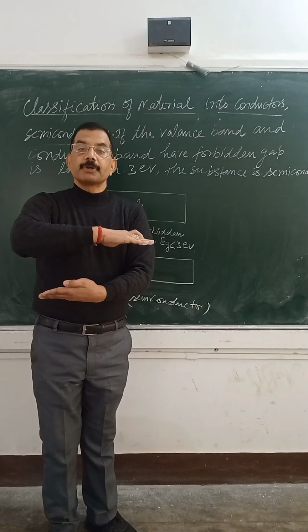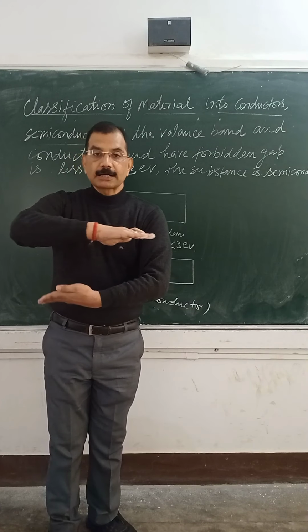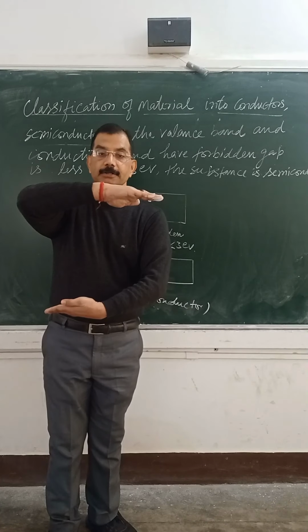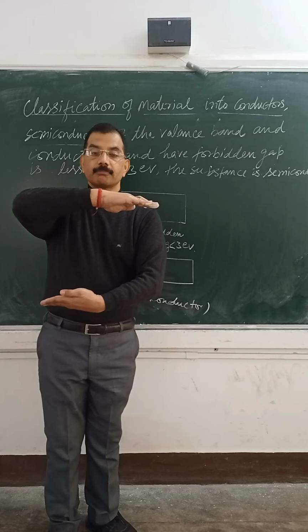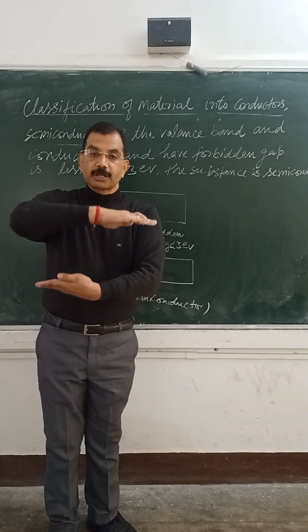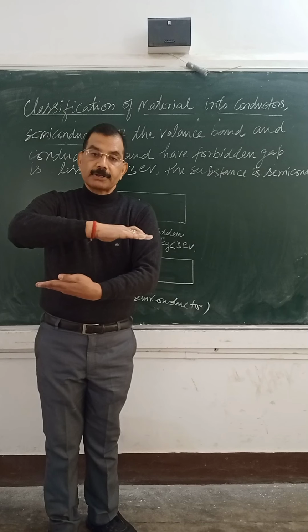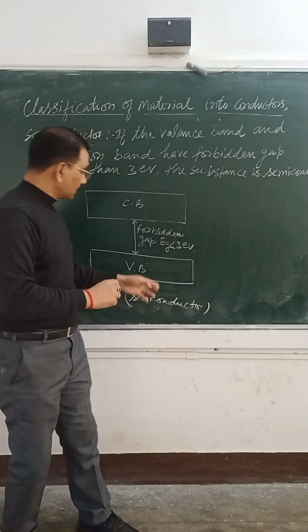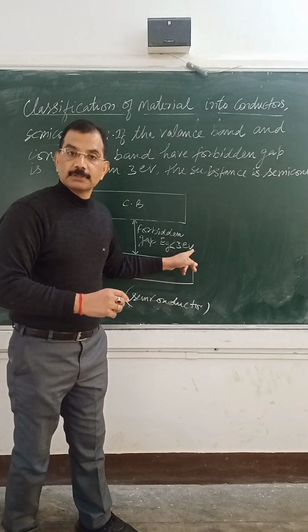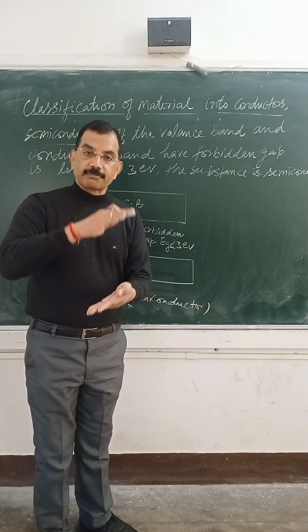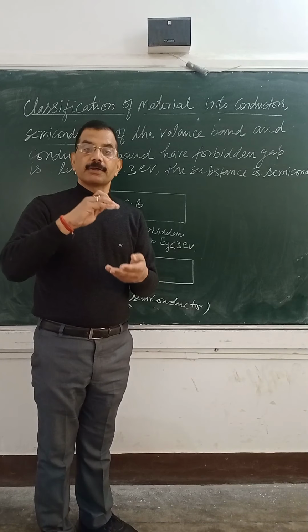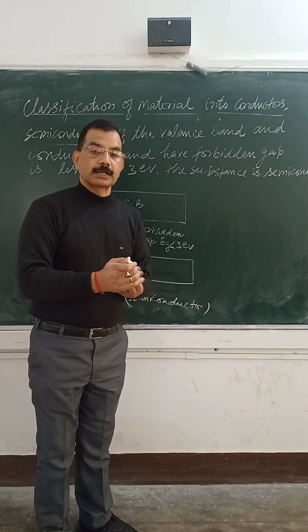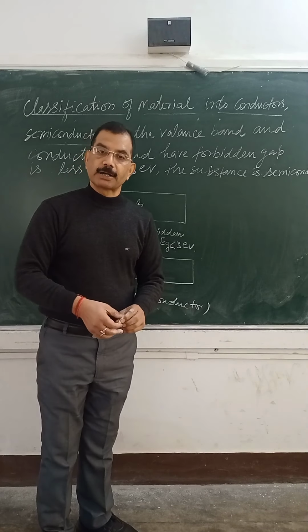In the case of insulator, this valence band and conduction band are separated by a gap more than 3 electron volt. And in semiconductor, the forbidden energy gap between the valence band and conduction band is less than 3 electron volt. So in this way, we can define the conductor, insulator and semiconductor on the basis of the energy band diagram.